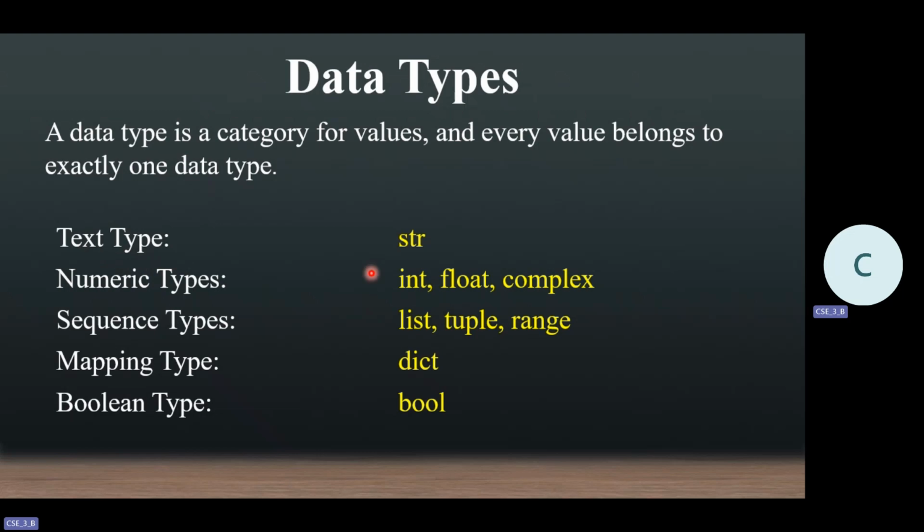So let us understand one by one. The text type is represented as the string type, that is str. The numeric types are represented as integer, floating point, and complex number. Then the sequence types, that is the list, tuple, and range, and the mapping type as a dictionary. And the Boolean type as bool, that is nothing but there are two values, true and false. True represents the value 1 and false represents the value 0.